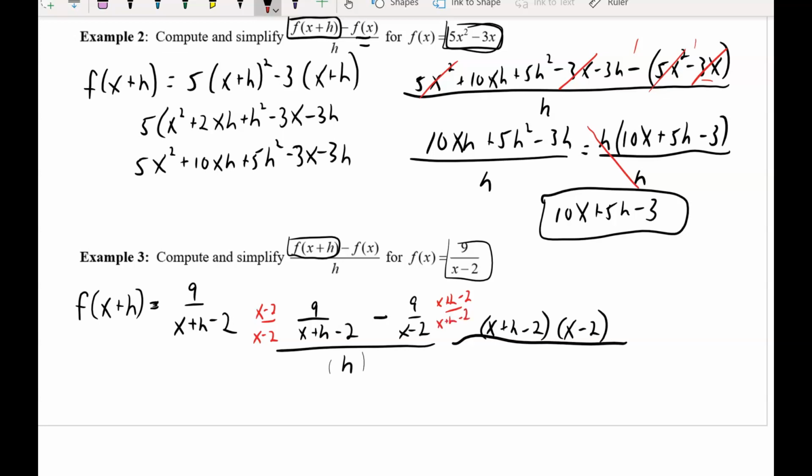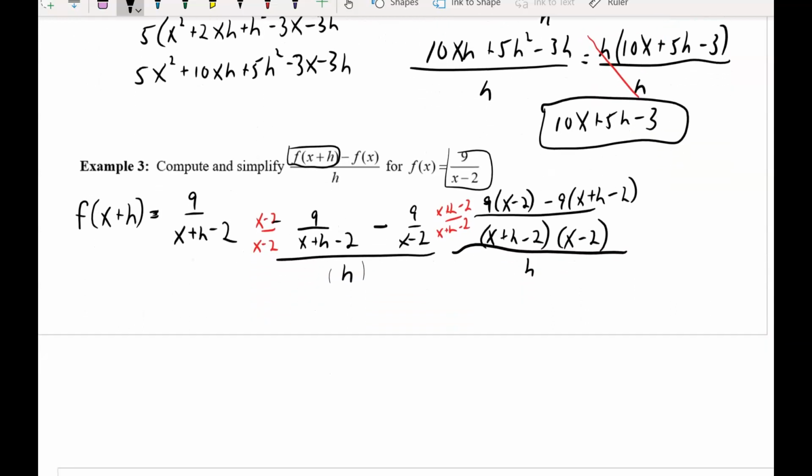Okay, when we do that, the denominator becomes what we have here. The numerator becomes 9 times x minus 2, and over here it's going to be minus 9 times x plus h minus 2, and that's still all over h. Okay, we're actually closer to done than it looks. It's just not going to look as pretty as we want it to look when we're done, but it will still simplify away that h. It will still accomplish that goal of getting rid of that h.